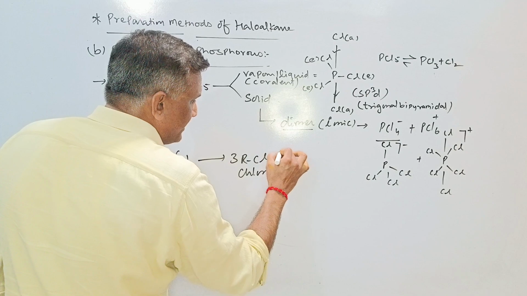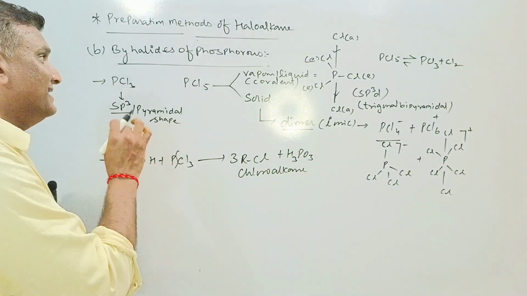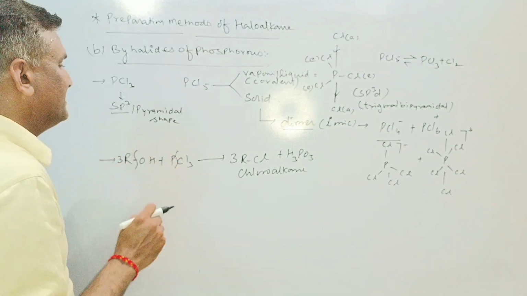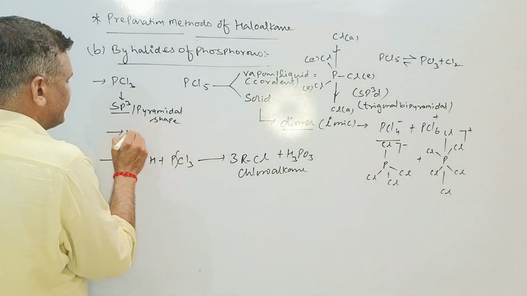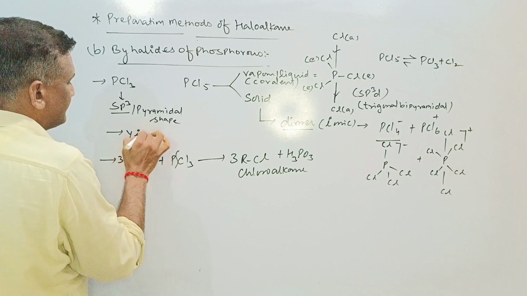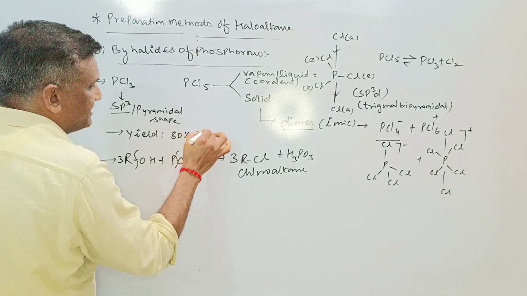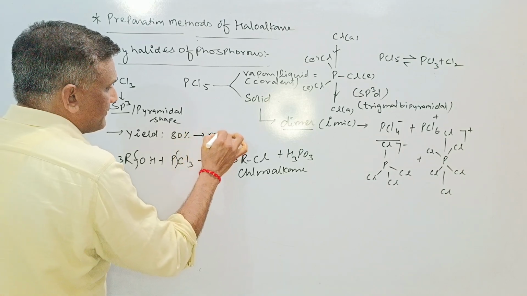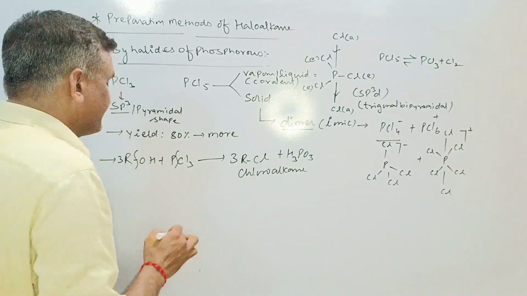Chloroalkane will form along with H3PO3. From the halides of phosphorus, one thing is also important: the yield will be maximum, around 80% or more. That's why these processes are used to form chloroalkane.